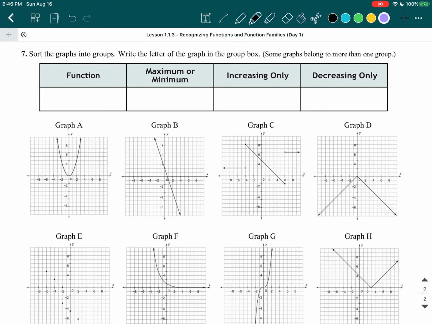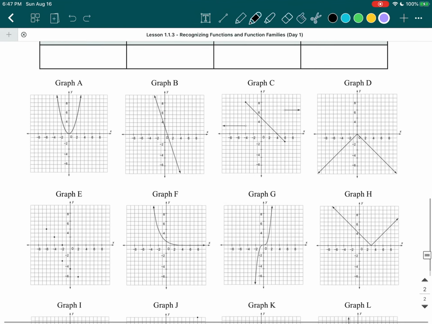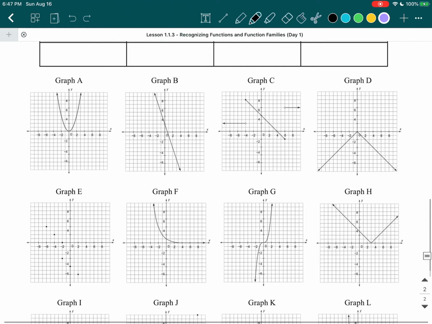All right, so now we're on to number 7, and the instructions for this section are to sort the graphs into groups. We're going to write the letter of the graph in the group box, and some graphs belong to more than one group, so don't worry if A appears here, and A appears here, or here, and here. It's all okay. I was just making that up, so please don't write A all over. But just in case one of your graphs appears in all 4 boxes, that is totally acceptable, that is totally fine, okay?